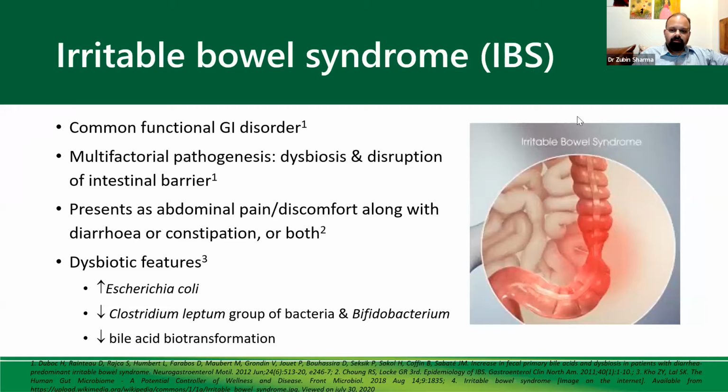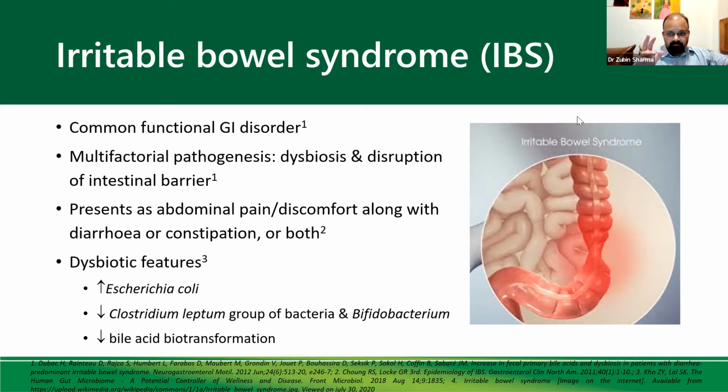Similarly, you get IBS or irritable bowel syndrome. It is one of the very common functional GI disorders. We don't use the word functional now. We primarily use the term disorder of gut-brain axis. So this disorder of gut-brain axis, IBS, is the classical one. We have scientifically proven now that there is a disruption in the intestinal barrier. There is significant dysbiosis. There is an increase in the Escherichia coli colonies. There is a decrease in the Clostridium leptum group of bacteria, as well as Bifidobacterium.